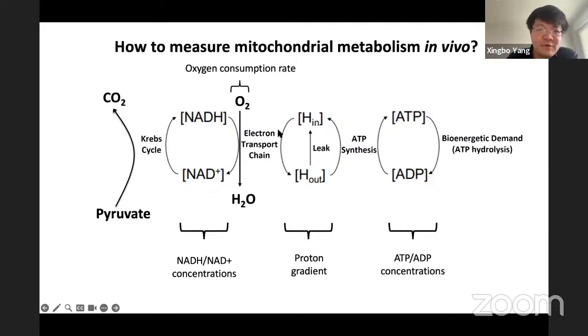For example, in this case, for oocytes, oxygen is what comes from outside, so you can literally measure the oxygen uptake rate. Of course, you can also measure the nutrient uptake rate, which also comes from outside.